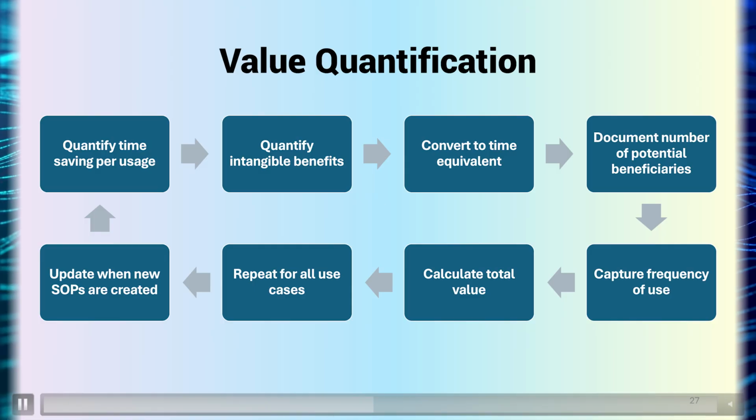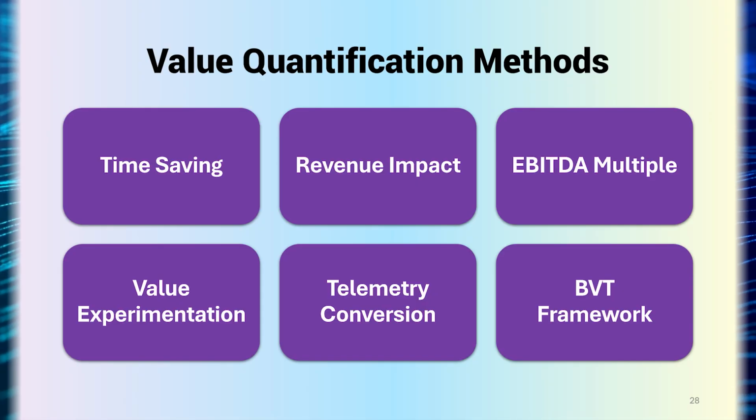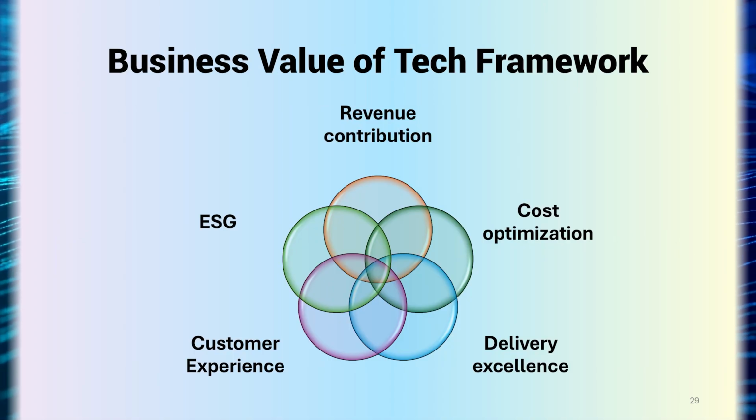Here is the process which we just saw. It's a repetitive, iterative process. Now, the value quantification method, which I talked about right now, is based on per employee cost. There are other methods available. Depending on your industry and requirement, you use the method relevant to you. What is the BVT framework? Well, that's another framework which takes into account the positive impact generated, and breaks it down into various buckets. A given improvement can lead to impact across multiple pillars. ESG is environment, social, and governance.